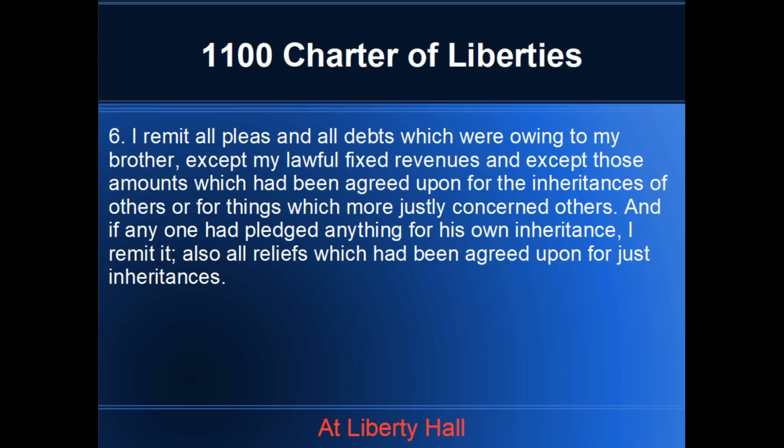6. I remit all pleas and all debts which were owing to my brother, except my lawful fixed revenues, and except those amounts which had been agreed upon for the inheritances of others, or for things which more justly concerned others. And if anyone had pledged anything for his own inheritance, I remit it. Also all reliefs which had been agreed upon for just inheritances.